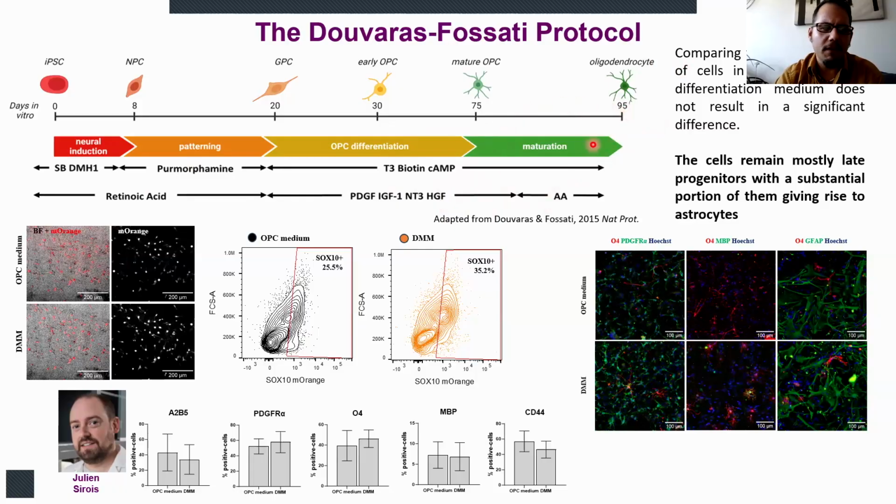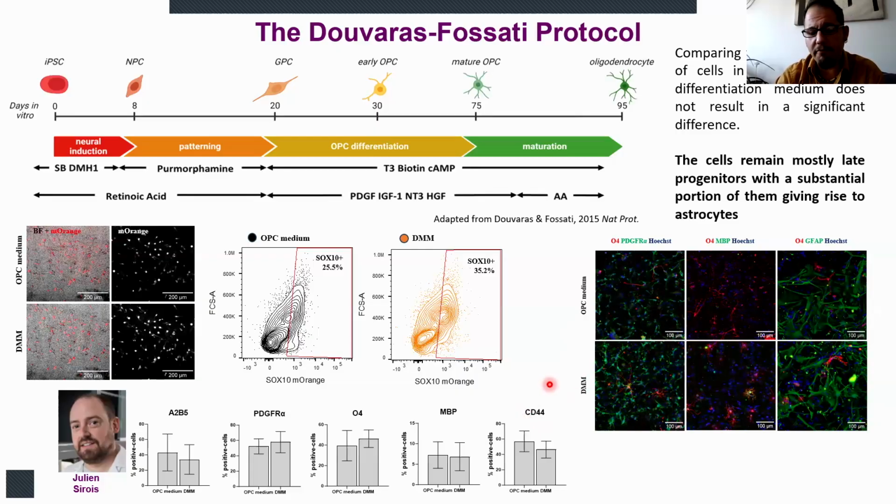Once we applied this protocol to our mOrange reporter cell lines, we first of all noticed that when we mature these cells with maturation medium that we call DMM, Duvaras maturation medium, there is a mild increase in the percentage of SOX10 positive cells. But most of all, what we notice is that essentially we obtain mainly late OPCs, with a few of them expressing the myelination marker MBP.